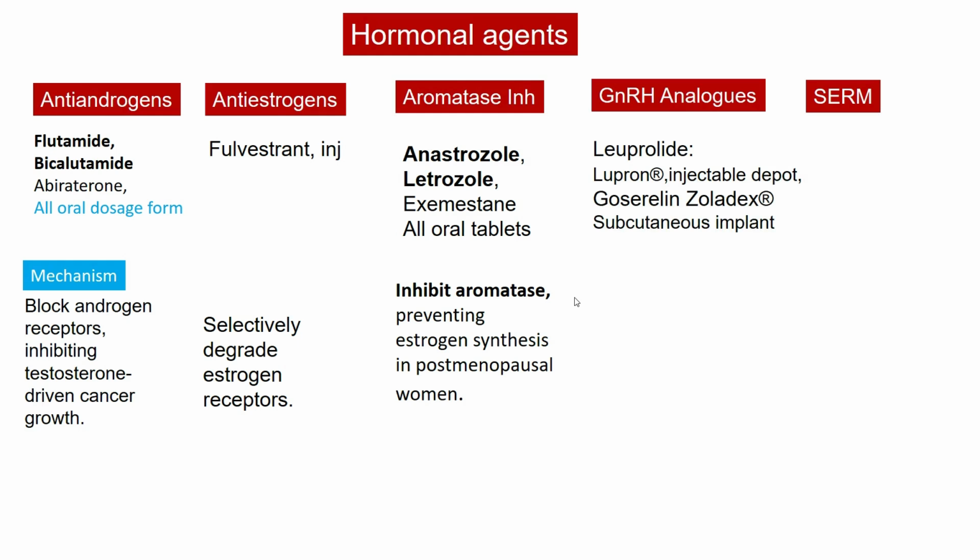Then gonadotropin releasing hormone analogs: leuprolide, Lupron injection depots, goserelin, which also comes as a subcutaneous implant. These drugs are GnRH analogs. They suppress gonadotropin. Basically, they suppress the luteinizing hormone and FSH, follicle stimulating hormone, released from the anterior pituitary gland. That way, they reduce the secretion of estrogen from the ovaries, and also progesterone. That way, they reduce those cancers induced by estrogen and testosterone.